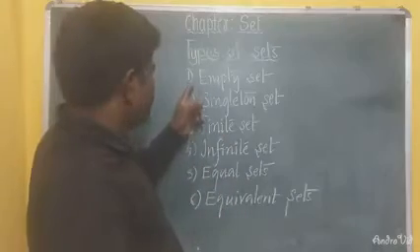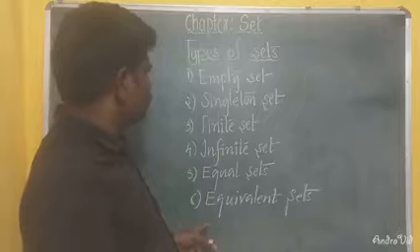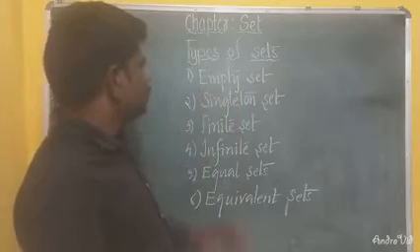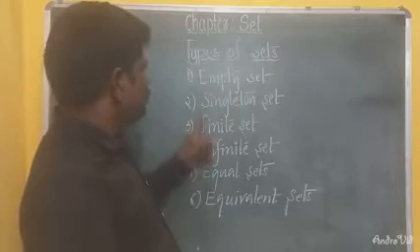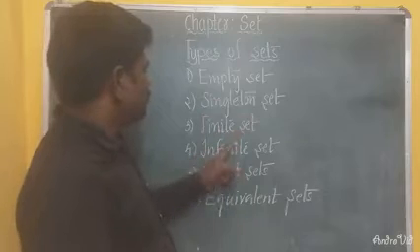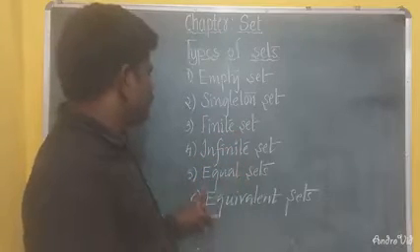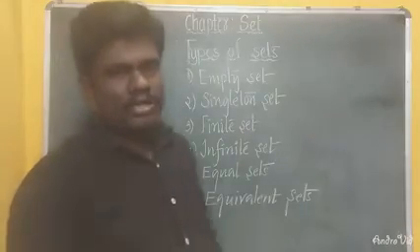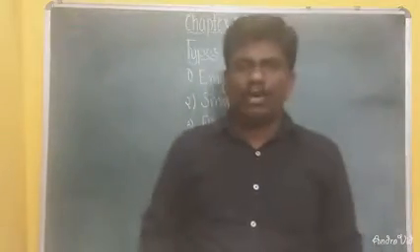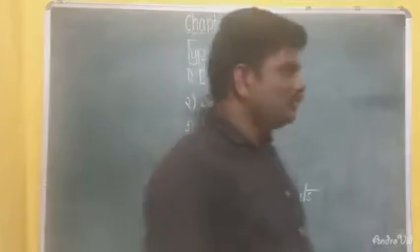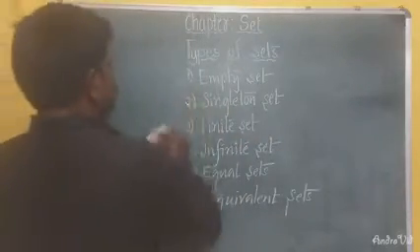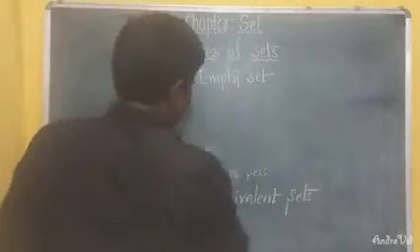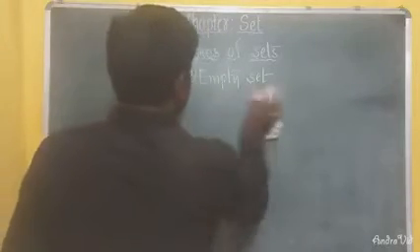So the names which I have written on the board here, they go like this. Empty set, this is one type of set. Singleton set, finite set, infinite set, equal sets, equivalent sets. Okay, so let us begin learning this one by one. So first let us start studying what is an empty set. The name says empty set.